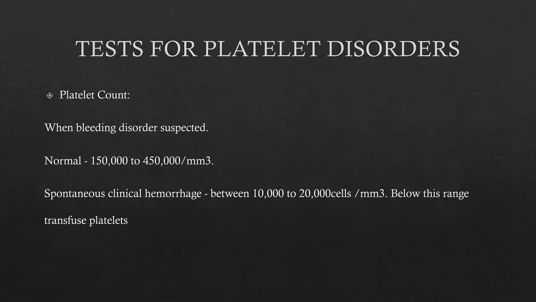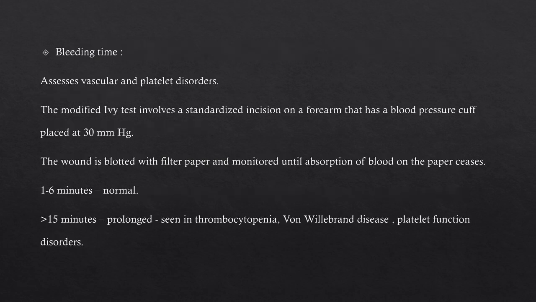For vessel wall defect, there's just one test to identify, but for platelet disorders, the first test is the platelet count that can be measured. 150,000 to 450,000 cells per cubic millimeter is considered normal. Anything in the range of 10 to 20,000 cells will be difficult to treat, and spontaneous gingival bleeding, internal bleeding, and clinical hemorrhage can be seen. This is an indicator where you have to transfuse platelets.